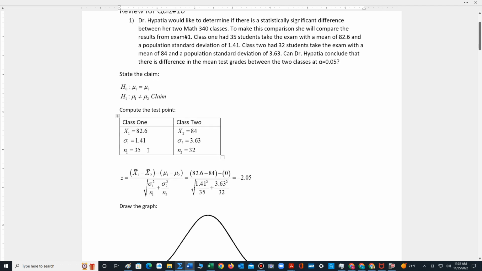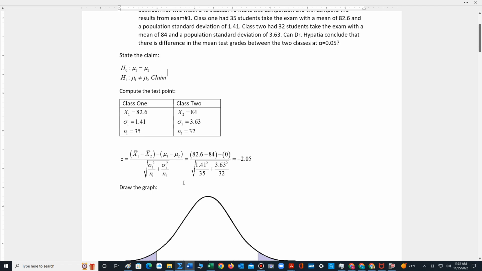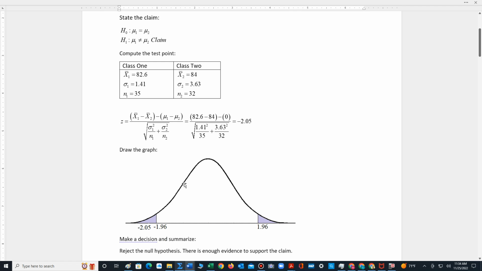We collect all our data for class 1, all the data for class 2 from our problem. And remember, this is a z-test because we are given two population standard deviations. Now let's go ahead and calculate the test point using this formula. Take note that the difference in the population means is always 0. So we plug in our two sample means, 82.6 minus 84, plug in the two standard deviations, and then the two sample sizes.